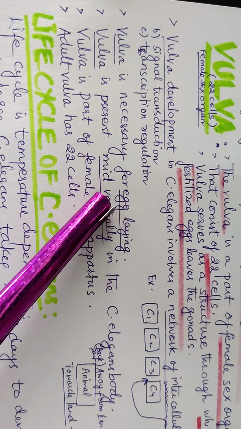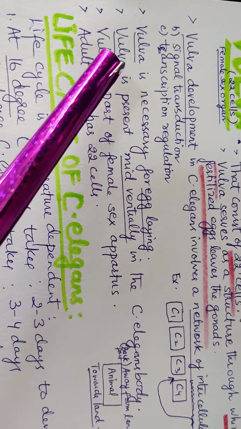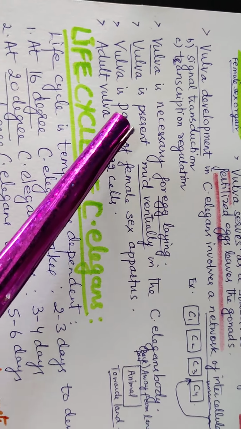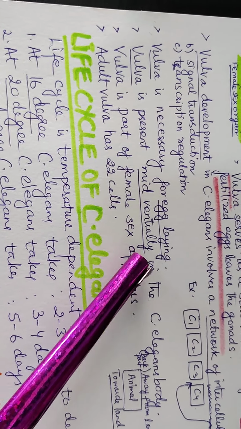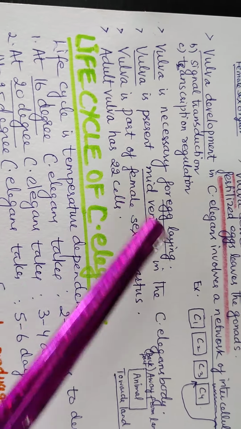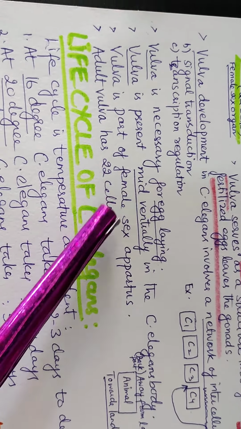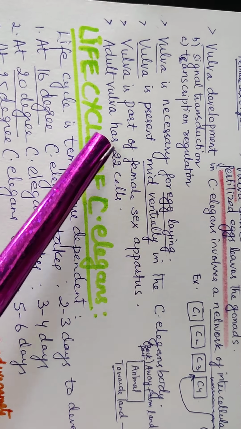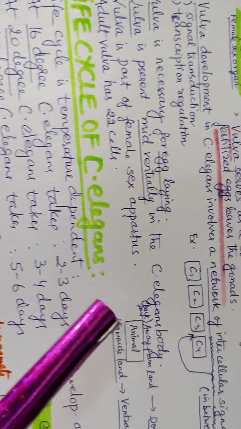Vulva is necessary for egg laying. The part we are talking about is the female part. Vulva is present mid-ventrally in the C. elegans body. Vulva is a part of the female sex apparatus. Vulva has 22 cells, as I told you before also.